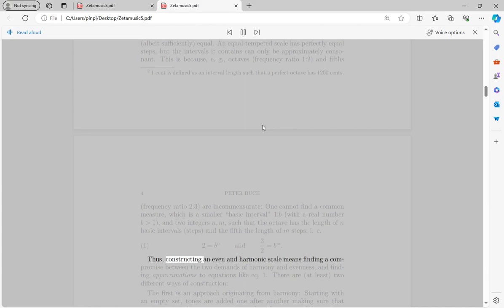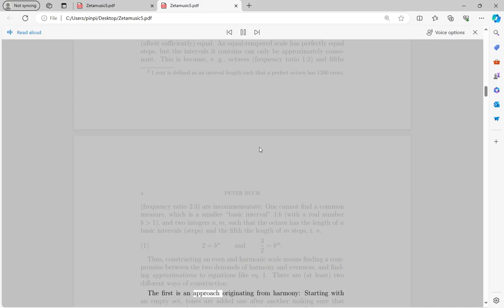Thus, constructing an even and harmonic scale means finding a compromise between the two demands of harmony and evenness, and finding approximations to equations like (1). There are, at least, two different ways of construction.